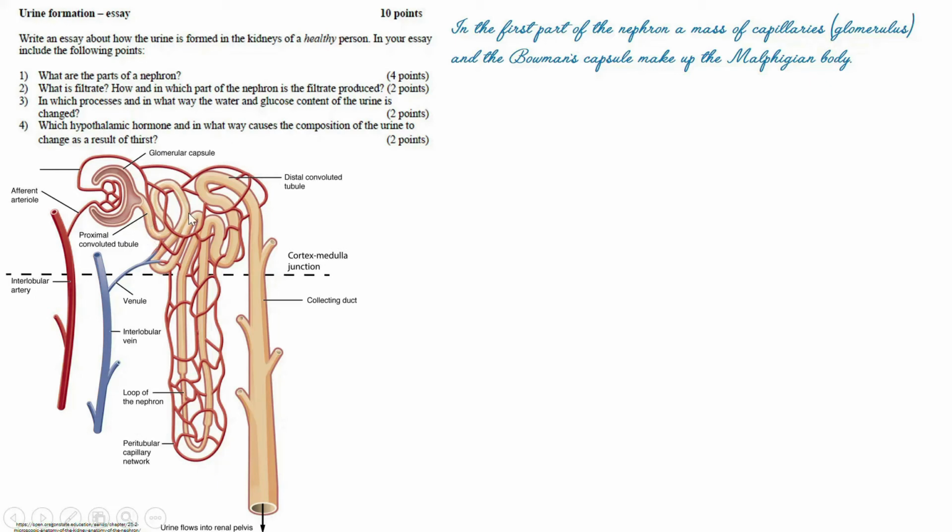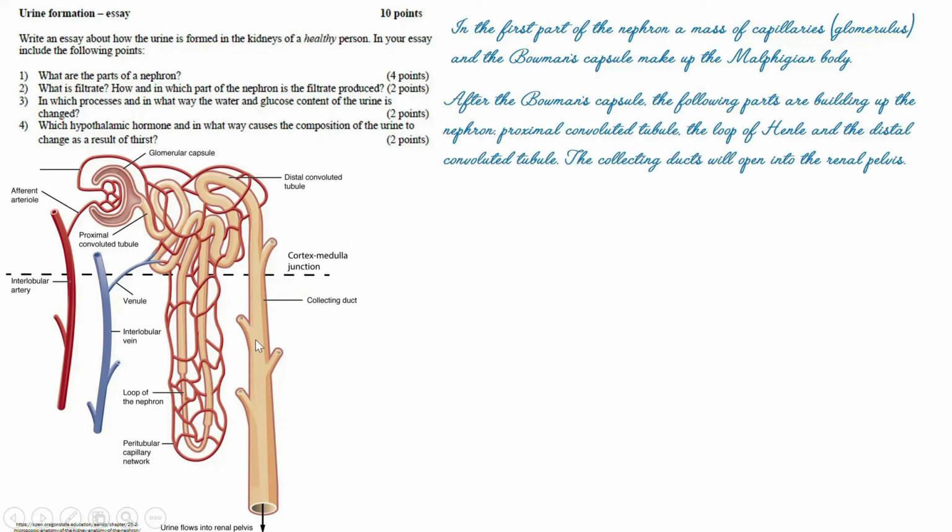After that, we discussed there are two convoluted parts, the proximal convoluted tubule and the distal convoluted tubule, and these convoluted tubules are connected by this U-shaped part, which is called the loop of Henle. And finally, we have the collecting duct, obviously. So after the Bowman's capsule, the following parts are building up the nephron: proximal convoluted tubule, loop of Henle, and the distal convoluted tubule. The collecting ducts will open into the renal pelvis. You can see that many, many nephrons will actually connect to this collecting duct.